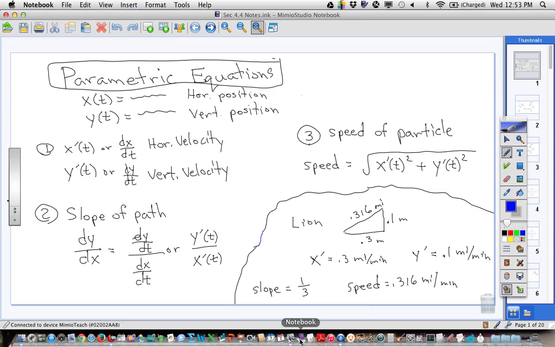All right, so those are the first important ones you need to know. Now, x prime and y prime. Now, number 2, here's where it gets really interesting.